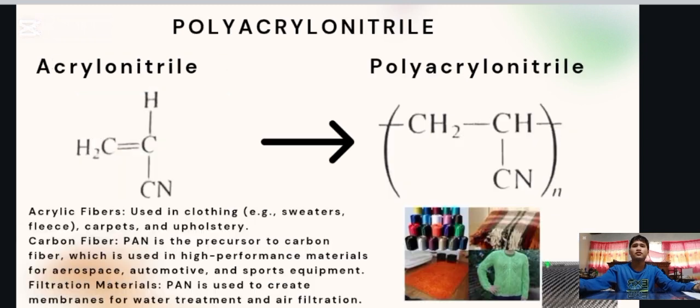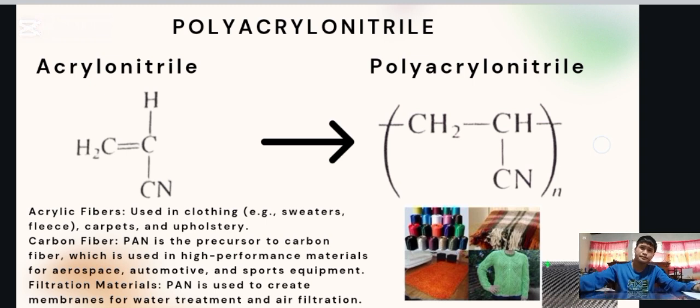Next is polyacrylonitrile. The products made from it are acrylic fibers used in clothing, for example sweaters, fleece, carpets, and upholstery. It is also a precursor to carbon fiber, which is used in high performance materials for aerospace and automotive. Others include coatings and adhesives, used in paints, and so on.